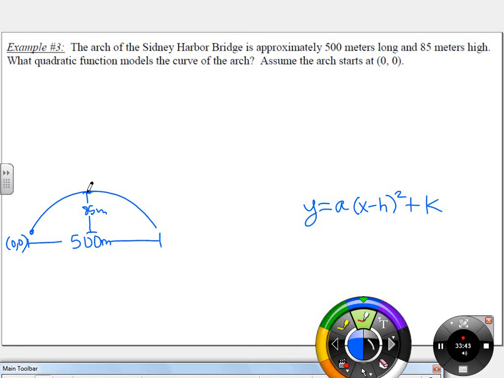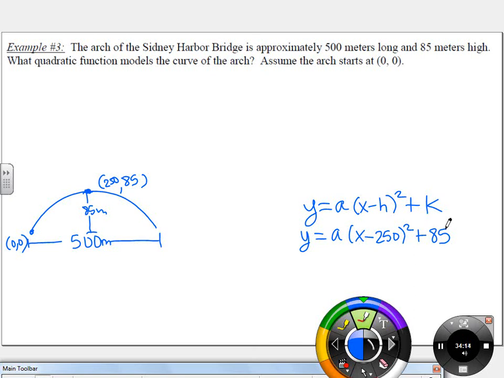So the vertex is the maximum or minimum point. We know it reaches a maximum height at 85, so that's that value, that y coordinate. And in this case, we know it's at 250 because of the 500 being the entire span, right? So we basically have our h value and our k value. You're going to come across a couple of problems like this in the homework. James can tell you that it's true, right?